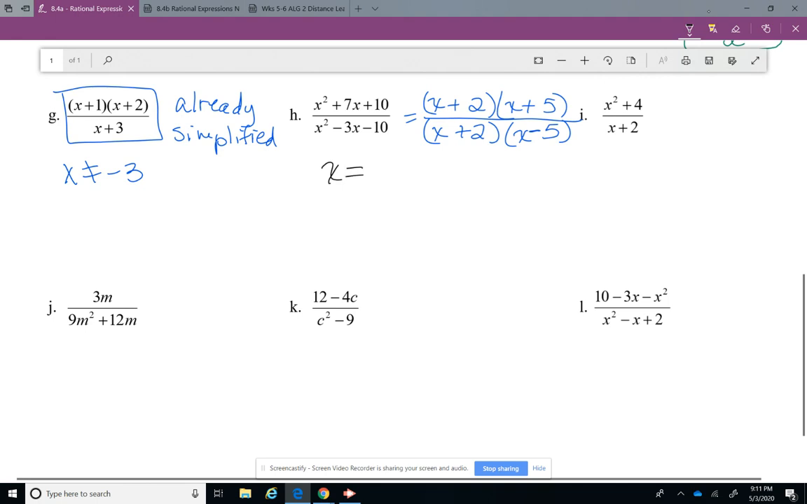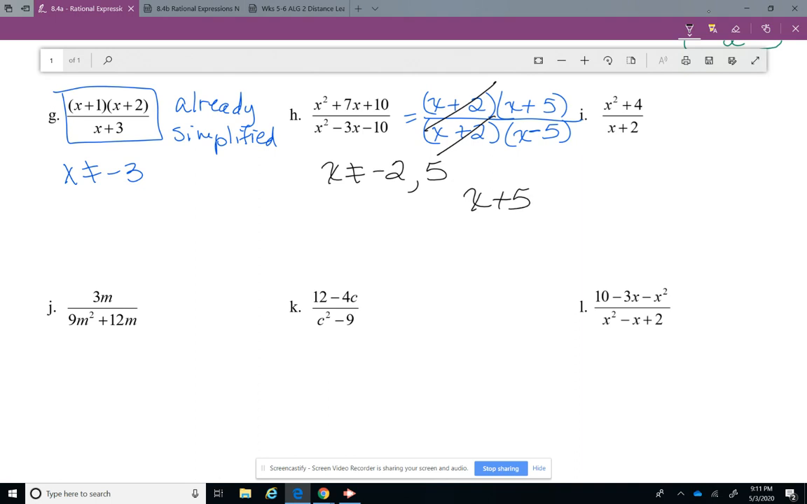All right, so let's go ahead and see what our restrictions are. We know x cannot be -2, and it cannot be +5. Now we're going to cancel, and our answer is x plus 5 over x minus 5. I'm going to put parentheses around them, but remember, you don't have to, as long as you know they can't be canceled. All right, let's go to J.